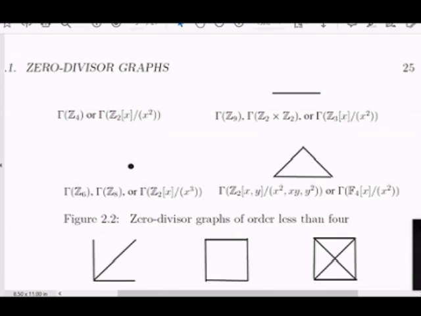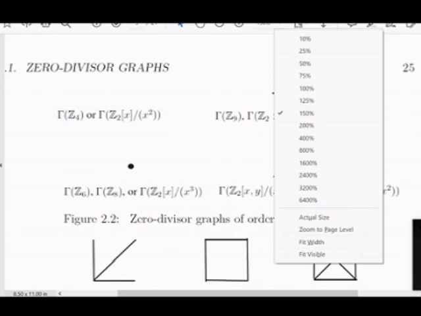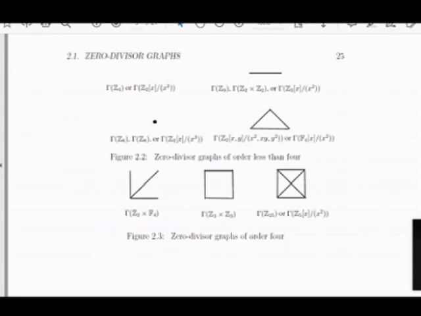If you take the zero divisors of this ring, let me maybe make it a little bit smaller. All right. Is that okay now, or should I keep it as it was? Yes, sir. Okay, sir. Thank you, sir.